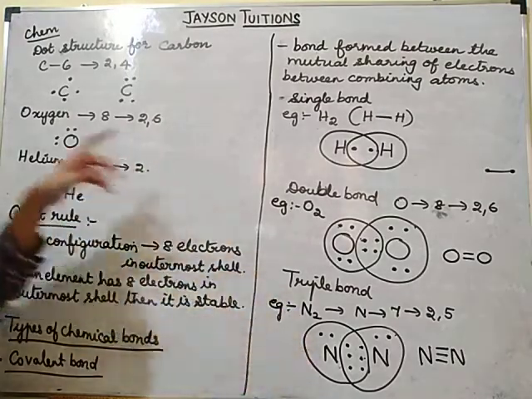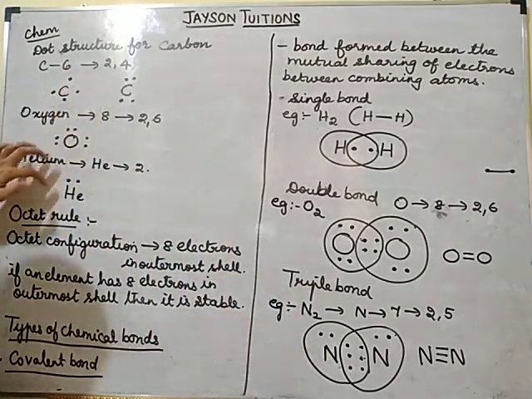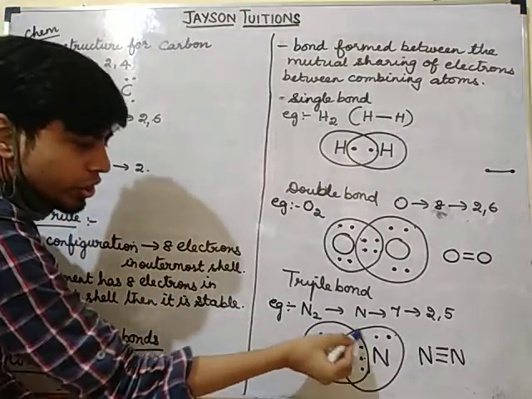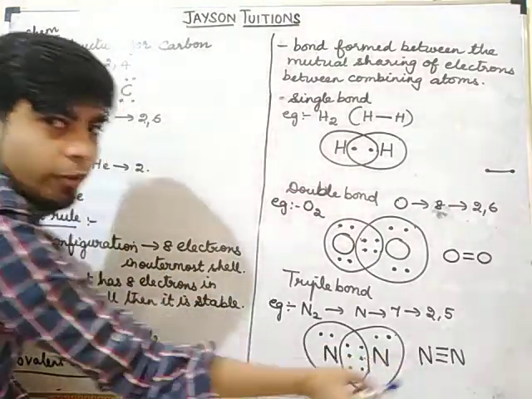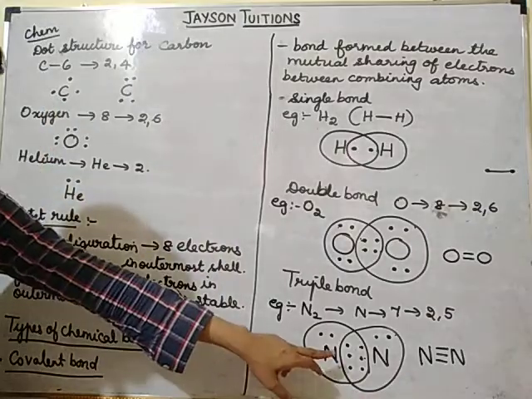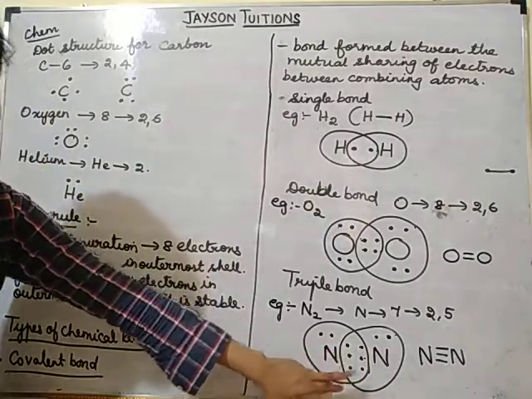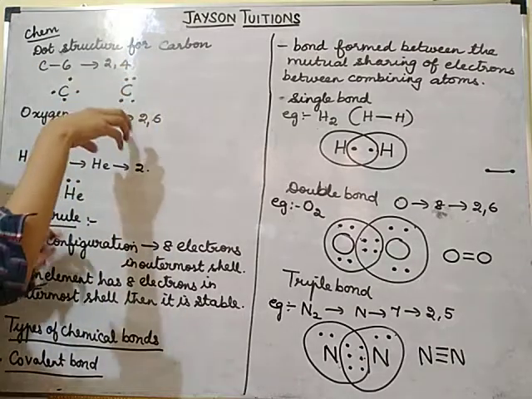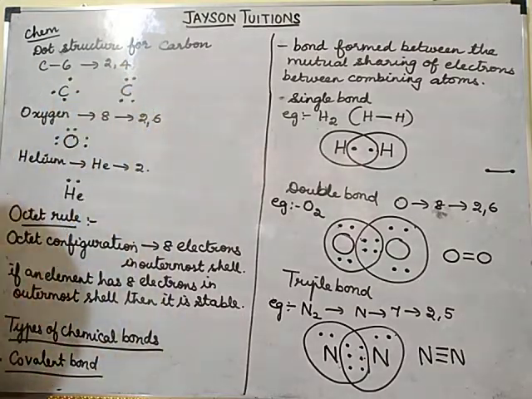See, when you draw the dot structure individually, you should not put 3 dots on the same side. Here we are showing the sharing, how the triple bond is forming, so for that only I have put 3 electrons on the same side. When you draw a single element alone, you should not put 3 dots or 4 dots on the same side.